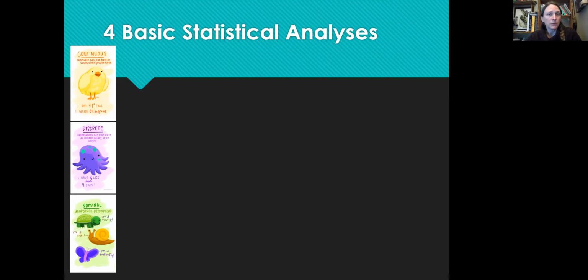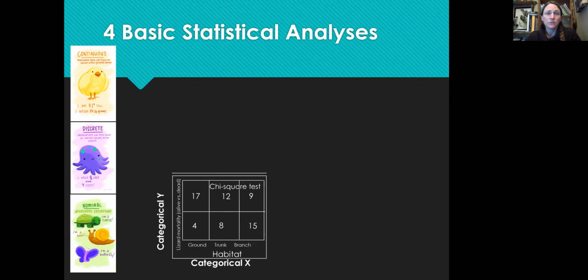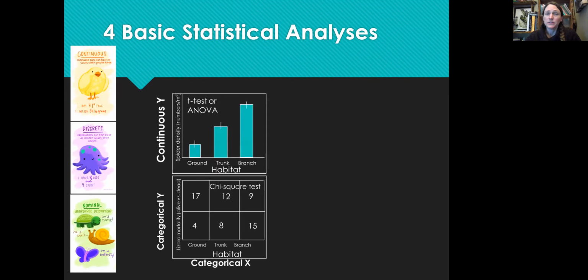So to start off with, we're going to talk about four basic types of statistical analyses. The first one you've already seen. This is when you have a categorical X variable and a categorical Y variable, and you're going to use a chi-square test in this example. The next type is when you still have that categorical X variable, but instead you have a continuous Y and you're comparing two means or multiple means. In this case, you're going to use a t-test if you're comparing two means, and you'd use what's called an analysis of variance if you want to compare more than two means, like what's shown there, the 3 bars.